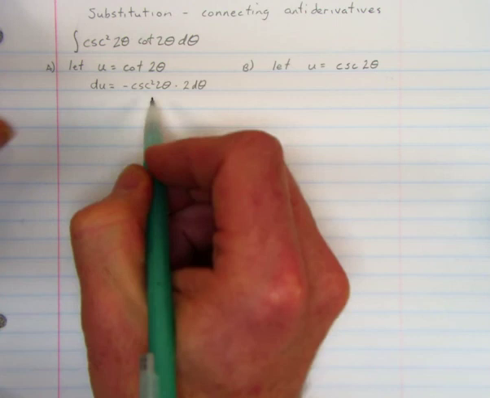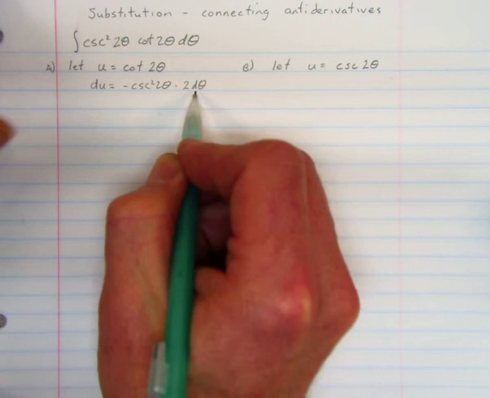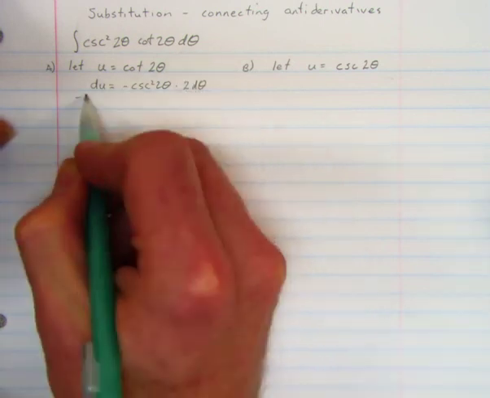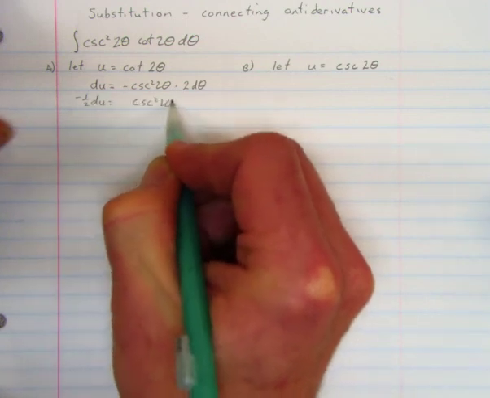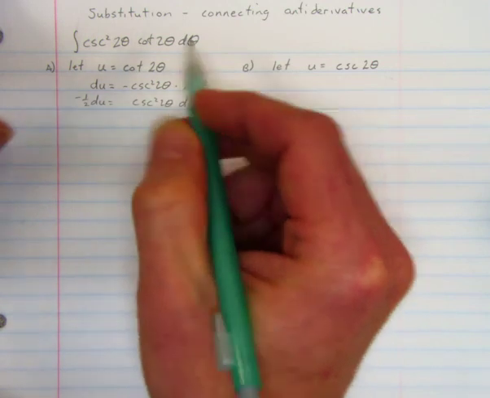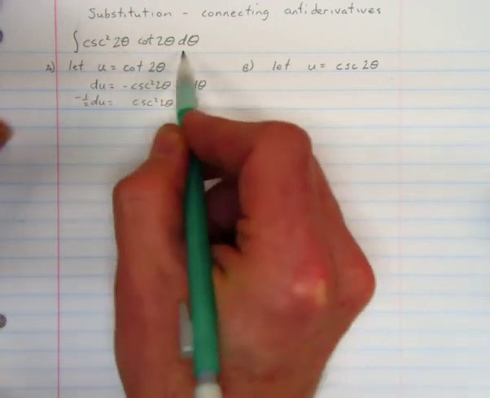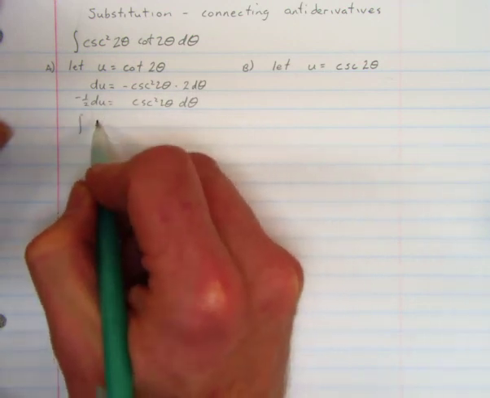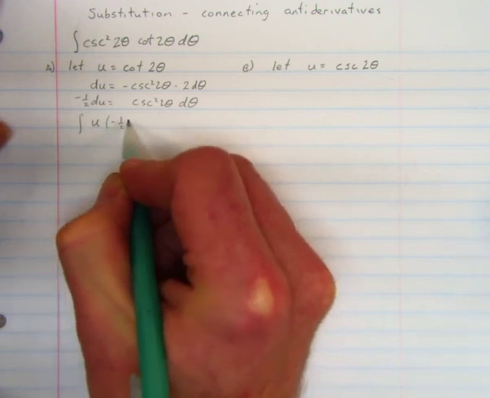So now we look and see what do we have here. We have cosecant squared 2 theta and d theta, but we don't have the negative or the 2. So let's say negative 1/2 du equals cosecant squared 2 theta d theta. Now we can do a straight substitution. Cotangent of 2 theta is u, and then cosecant squared 2 theta d theta will be negative 1/2 du.